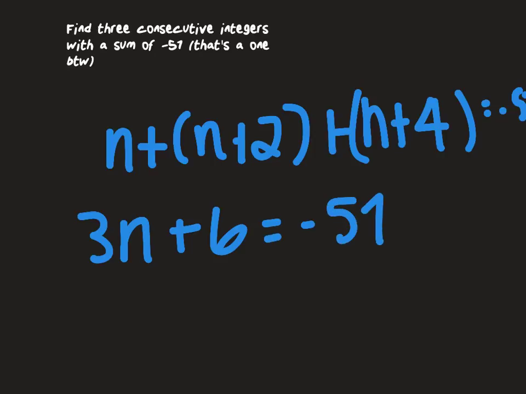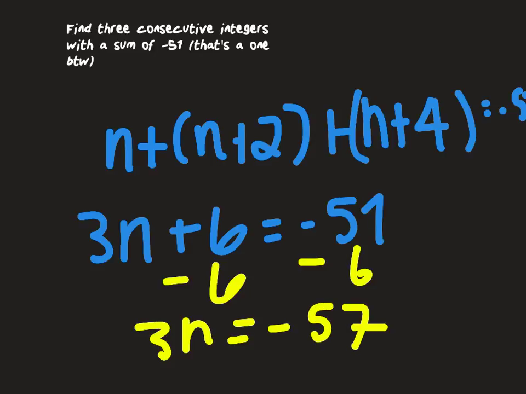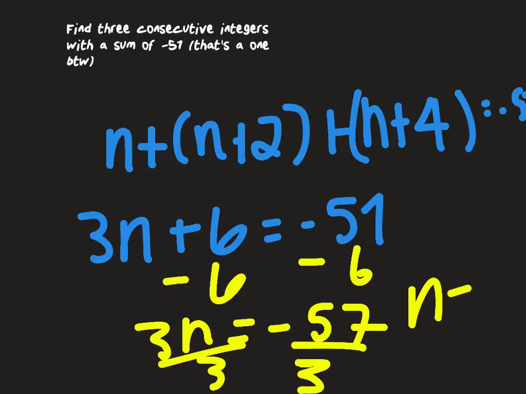Now that you have that, you can solve your multi-step equation by what you've learned before. Do the opposite. 3n now equals negative 57. Divide by 3. n is equal to negative 19.